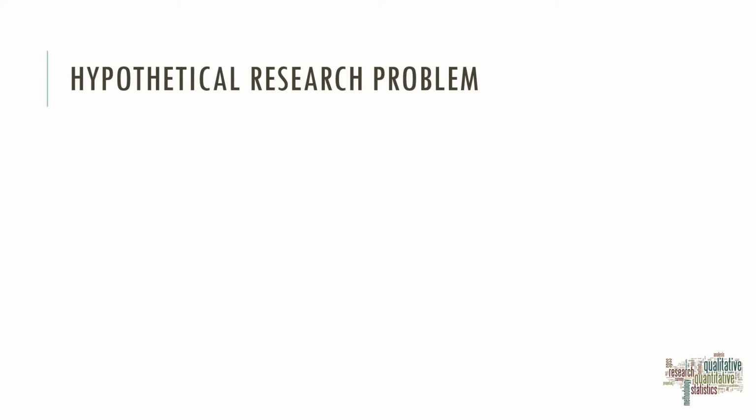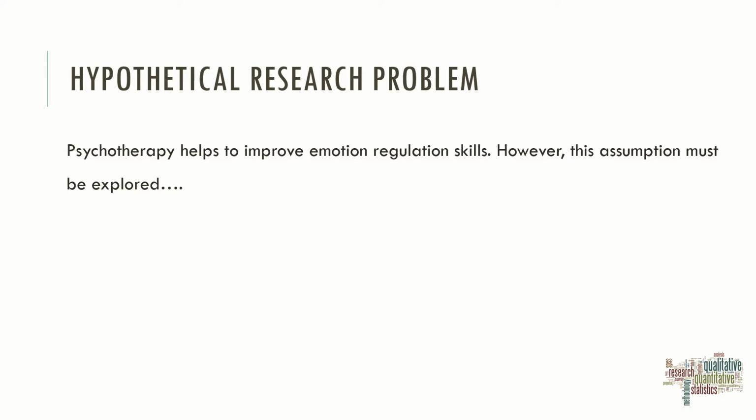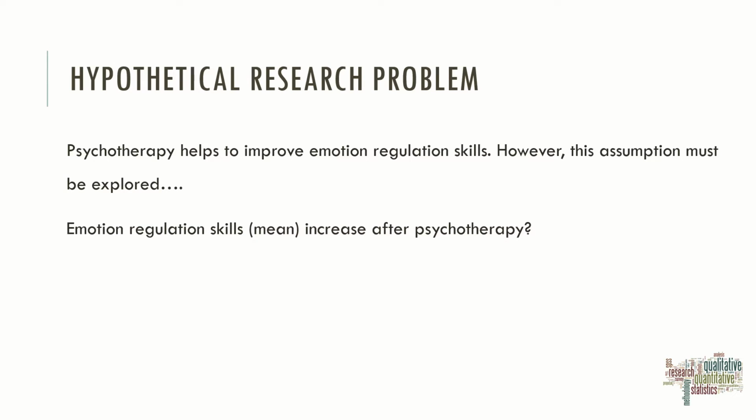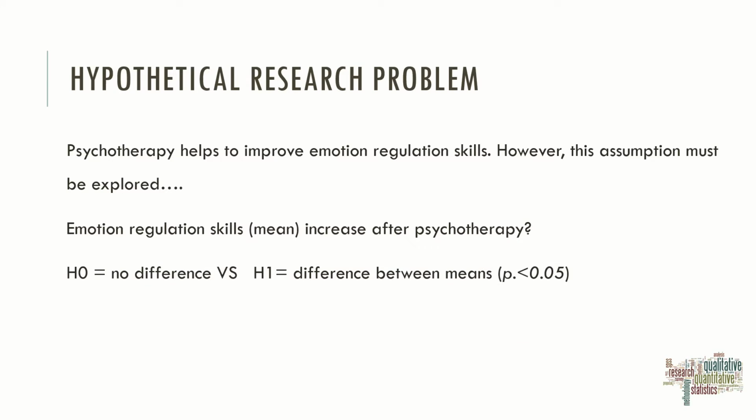Let's look now at our hypothetical research problem. Psychotherapy helps to improve emotion regulation skills. However, this assumption must be explored. So, we can transform this research question into an operant condition, such as emotion skills increase after psychotherapy. Our null hypothesis is that there is no difference between a pre-test and a post-test condition. And our H1 hypothesis means that we have a difference between these means.